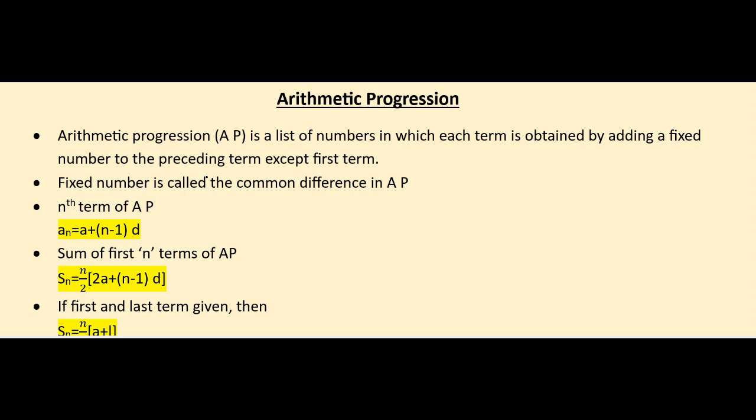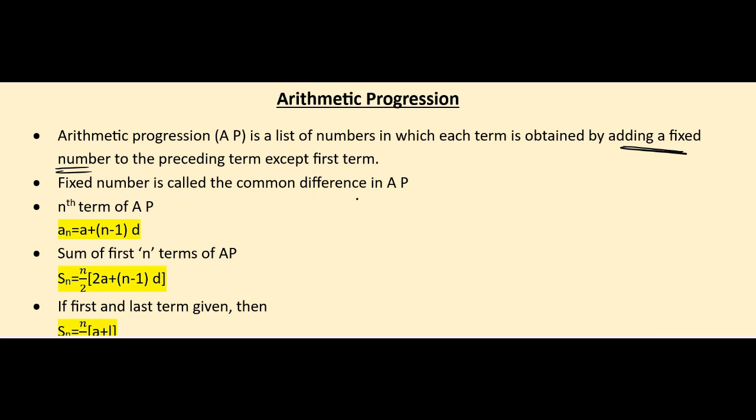Arithmetic progression, shortly we call it AP, is a list of numbers in which each term is obtained by adding a fixed number to the preceding term, except the first term. Step by step, we add a fixed number, not a varying number. Each number can be obtained by adding that fixed number. Let us see one by one.